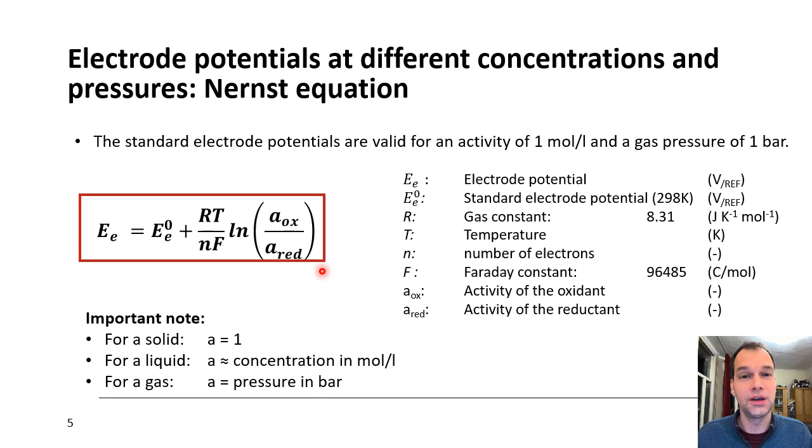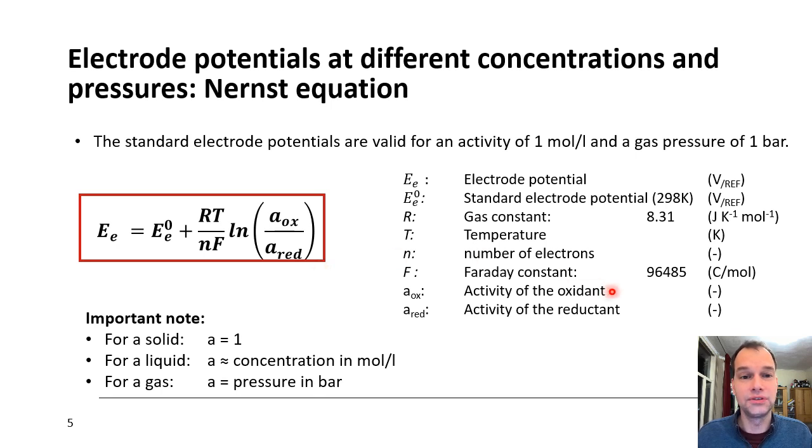So this is something we need to take into account: when we use concentrations and pressures instead of activities, we are making an assumption, and we can introduce something that is not completely correct.